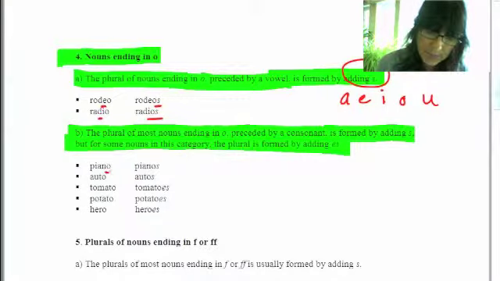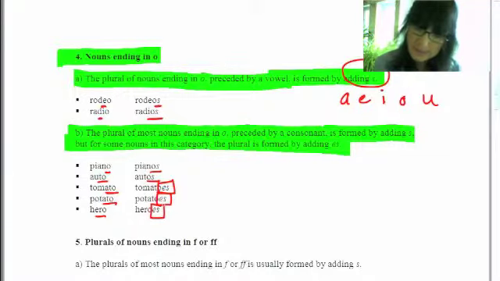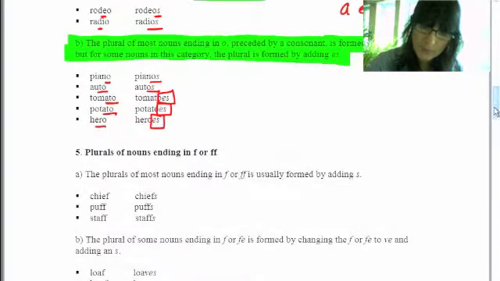But let's look. Piano ends in an O. It's pianos, S. Auto, autos with an S. Tomato, you would add the ES. Potato, ES. Hero, ES. Okay, moving along. The fifth rule.